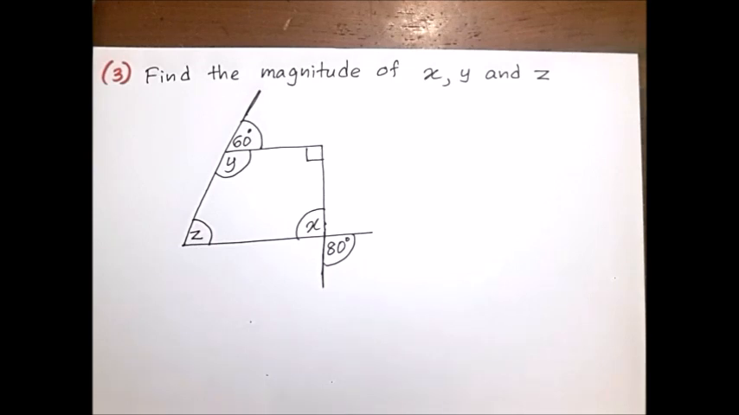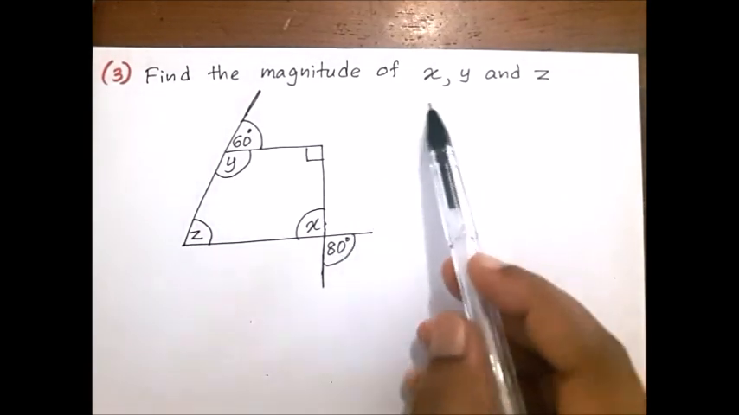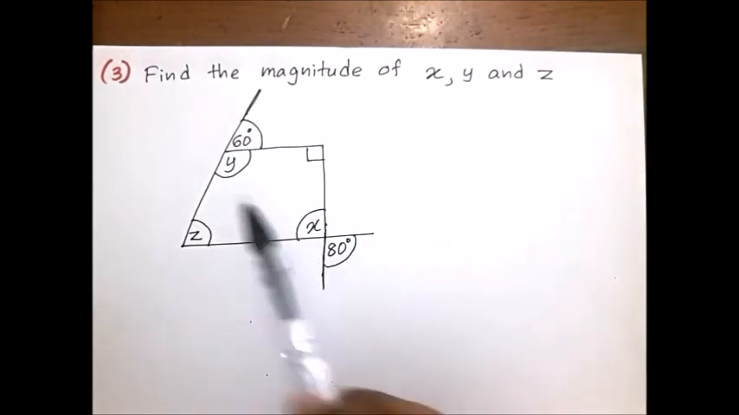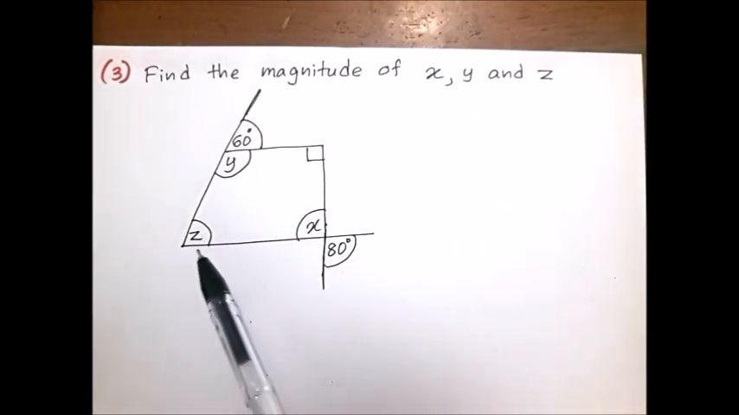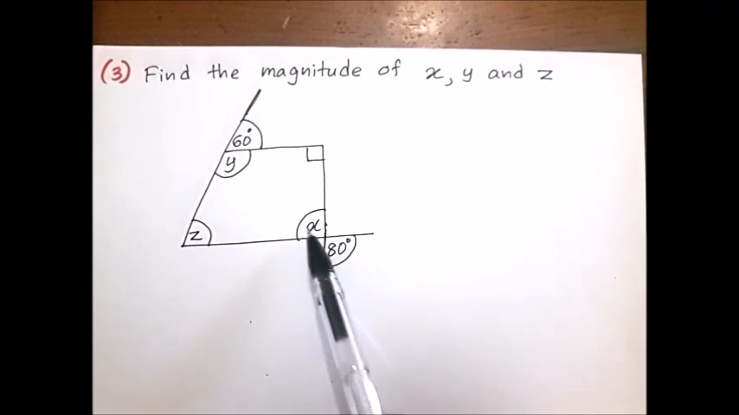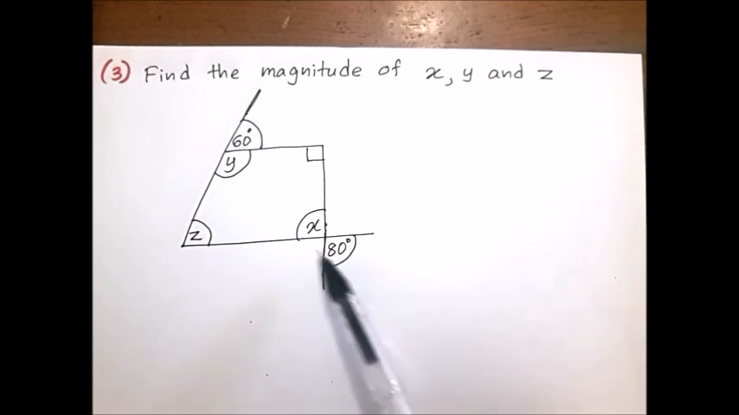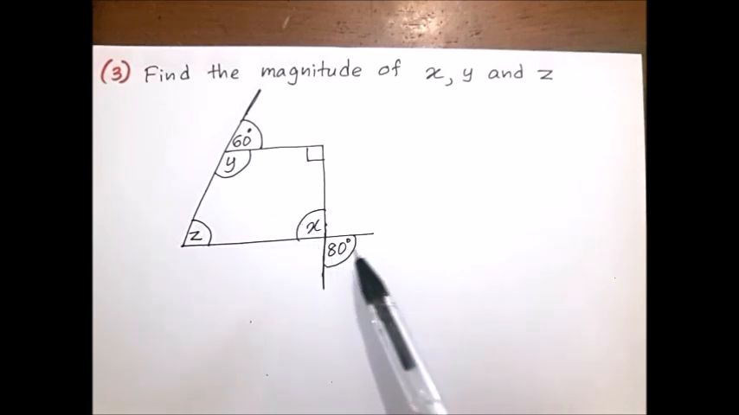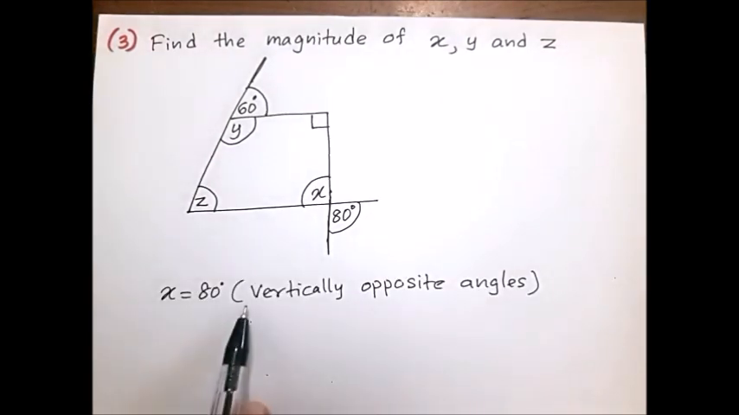Let's start the third example. Find the magnitude of x, y, z. Here angle x, here y and here z. First you can find the magnitude of x. This is a straight line and this one is also a straight line. What can you say about these two angles? They are vertically opposite angles. Vertically opposite angles are equal in magnitude. x equals 80. The reason is vertically opposite angles.